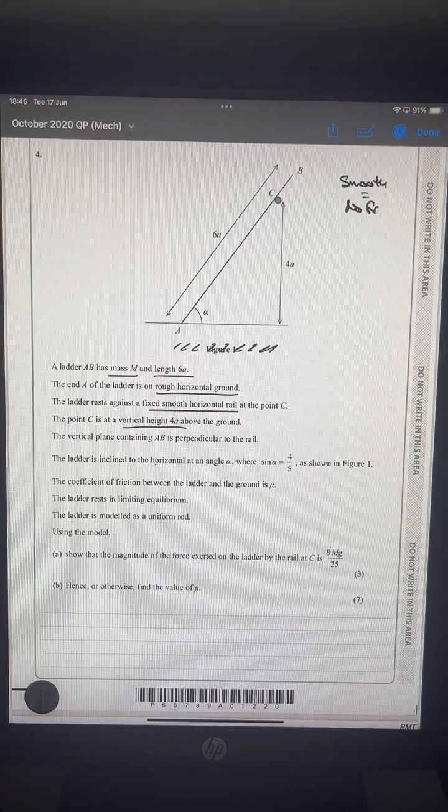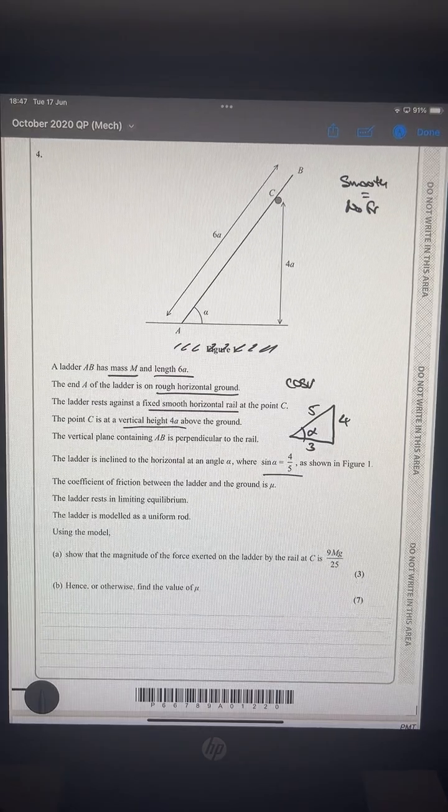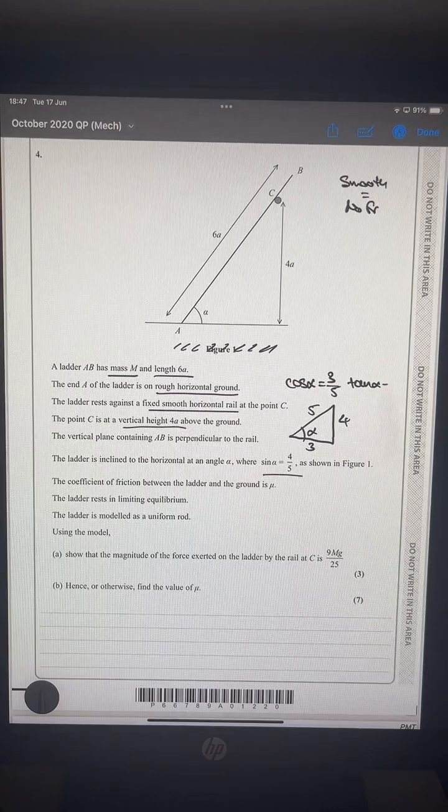The ladder is inclined to the horizontal at an angle alpha, where sine alpha is 4/5. Remember, when you see this sort of thing, draw out your triangle. You have 4, 5, oh wow, a 3, 4, 5 triangle again. So then you know that cos alpha is equal to 3/5, and tan alpha, which you normally don't use most of the time, but I'm just going to write it, it's 4/3.